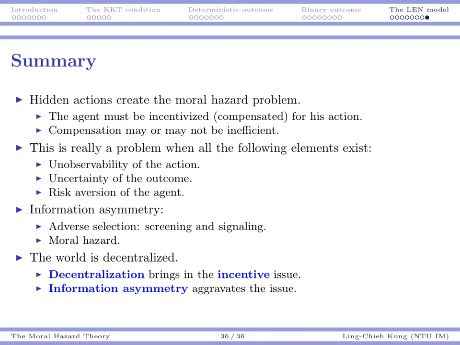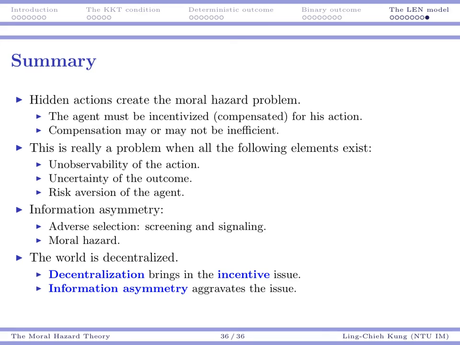Okay, so that's for moral hazard. Now this is the end of this whole series of lectures. So overall, we have studied screening, signaling, and moral hazard, right? Screening and signaling are under the categorization of adverse selection, and the moral hazard deals with hidden action, which is another thing. But altogether, they form the theory of information asymmetry.